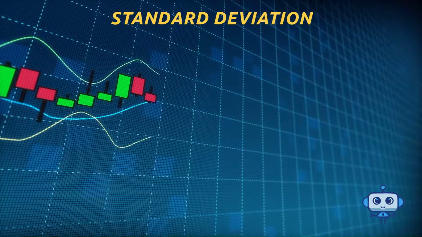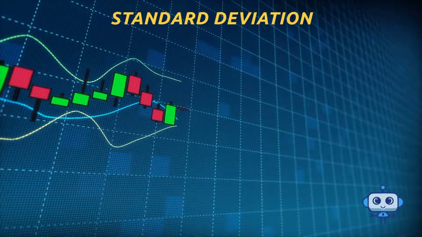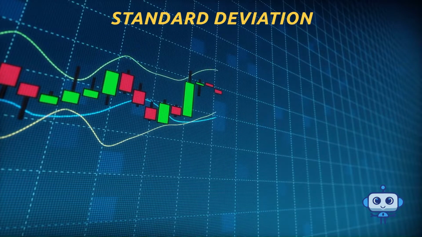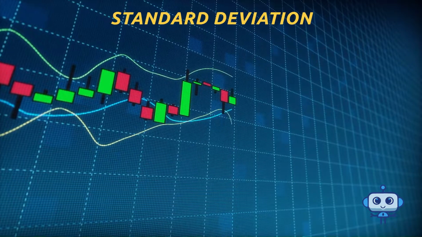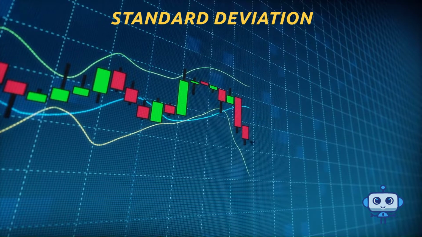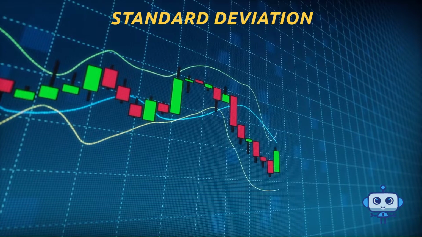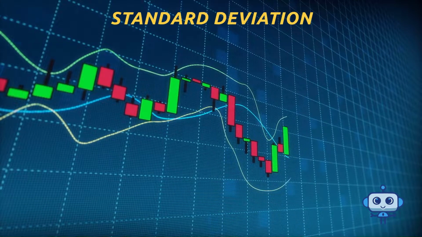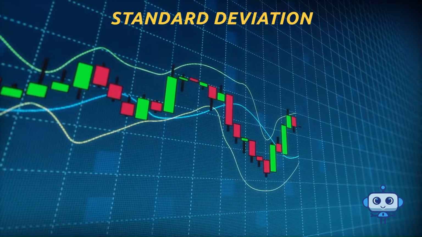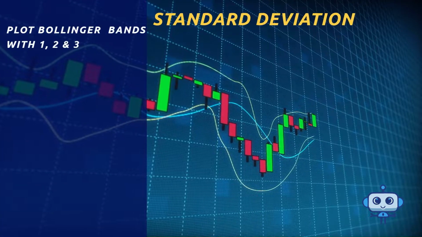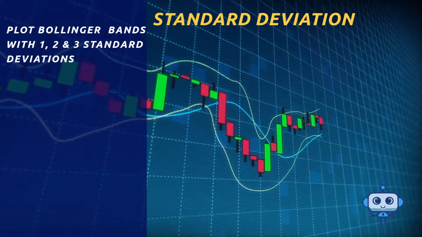Standard deviation is a mathematical formula that measures volatility, showing how the price can vary from its true value. By measuring price volatility, Bollinger Bands adjust themselves to market conditions. This is what makes them so handy for traders. They can contain almost all of the price data in between the two bands. You can plot Bollinger Bands with 1, 2 and 3 standard deviations.